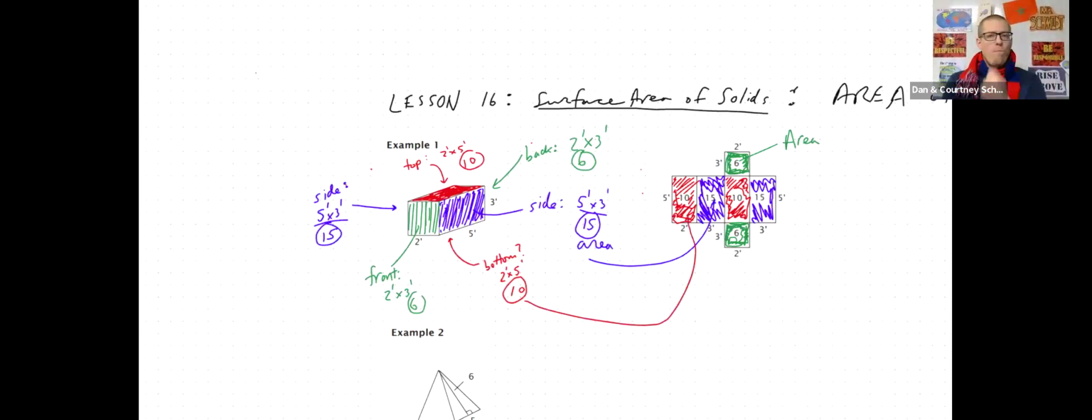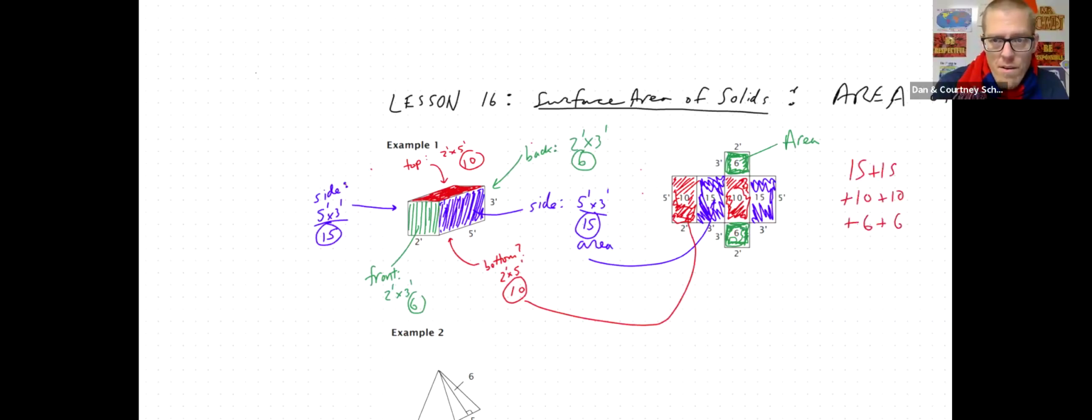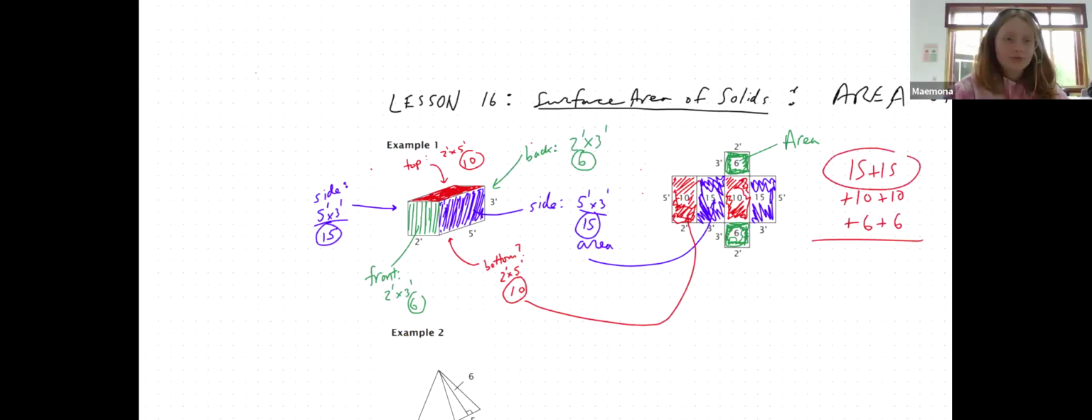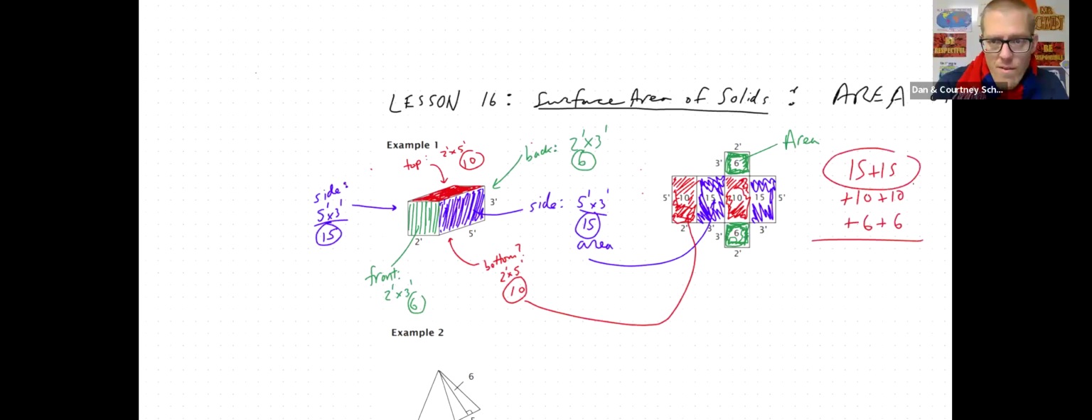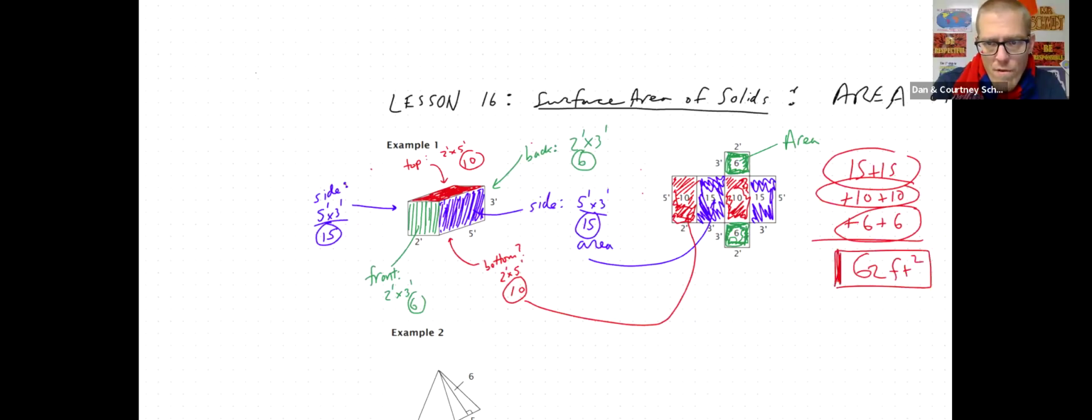So we're just going to add them all up. It's the combined area. So 15 plus 15 plus 10 plus 10 is 50, plus 6 plus 6 is another 12, 62. And should this be cubed, squared, feet, what? Feet squared. This is area. So last section we were doing volume, we needed feet cubed, but this is area.